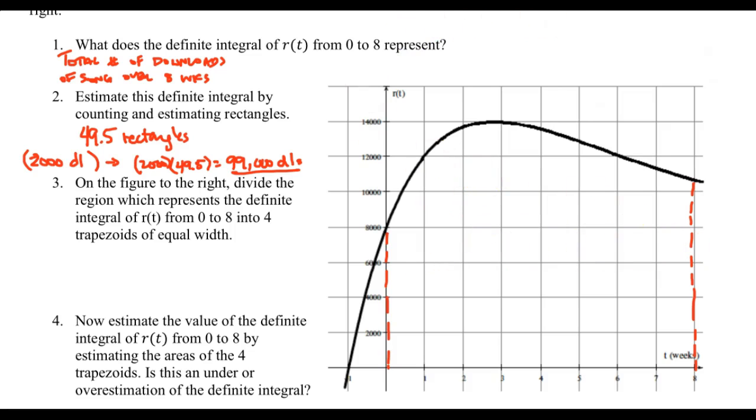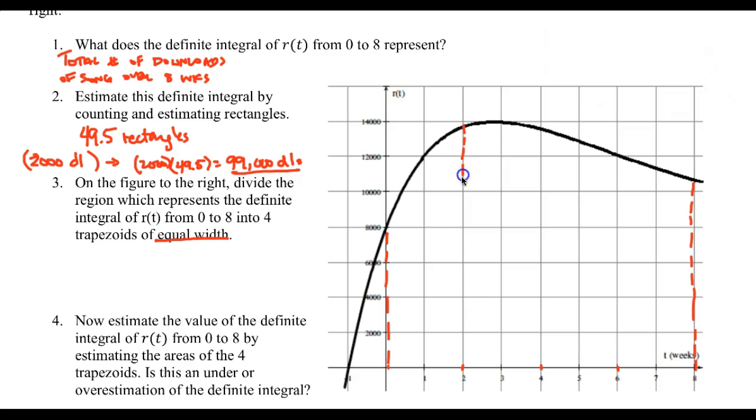So instead, let's do this a different way. Let's divide this region into 4 trapezoids of equal width. The key here is I want to always do this with equal width, and I'll tell you why we do that in a second. Equal width means if I'm going from 0 to 8, I'm going to do these with a width of 2. You can sort of imagine it like that, right?